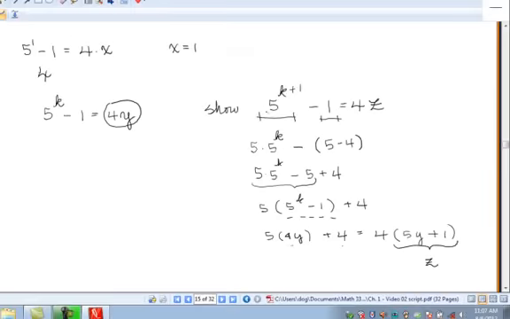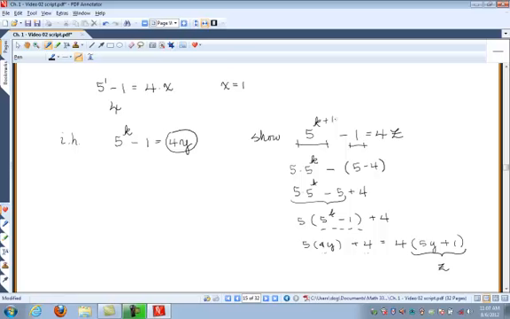So yeah, 5 to the k plus 1 is 4 times some z, and the z in particular is 5y plus 1. Perfect. So that's proved.